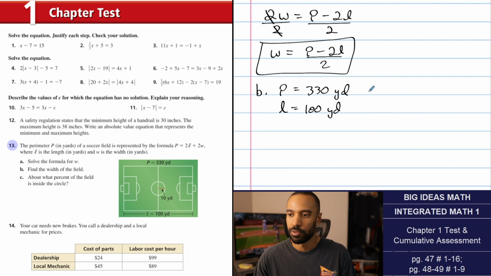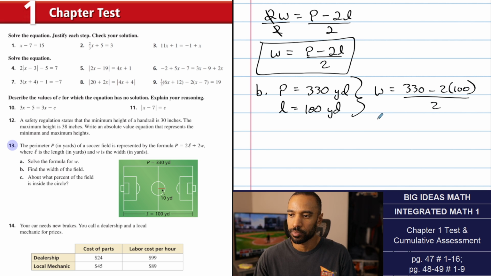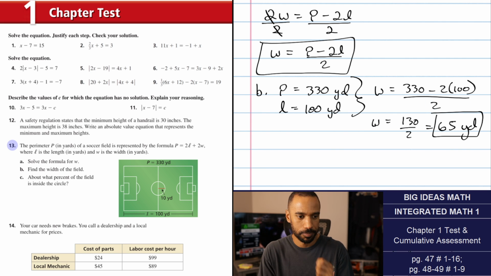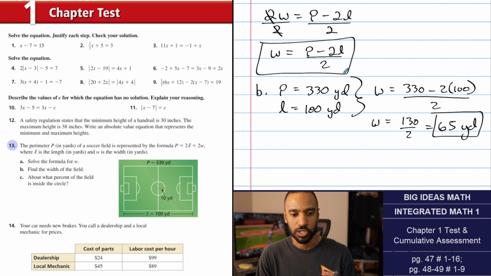Now that we have width by itself, we can say that the width is 330 minus 2 times 100 all over 2. That's 330 minus 200, right? Which is 130 over 2, which is 65. Because it's contextual, we want to state the units, yards. W is 65 yards.